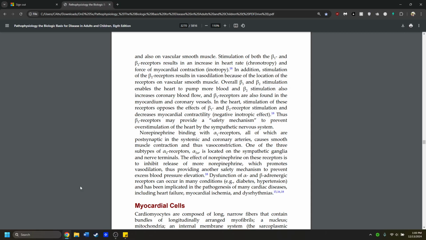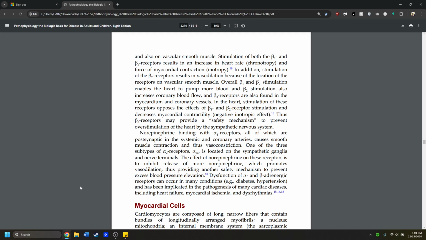Norepinephrine binding with alpha receptors, all of which are postsynaptic in the systemic and coronary arteries, causes smooth muscle contraction and thus vasoconstriction. One of the subtypes is the alpha 2 receptors, and alpha 2A is located on the sympathetic ganglia and nerve terminals. The effect of norepinephrine on these receptors is to inhibit release of more norepinephrine, which promotes vasodilation, thus providing another safety mechanism to prevent excess blood pressure elevation.